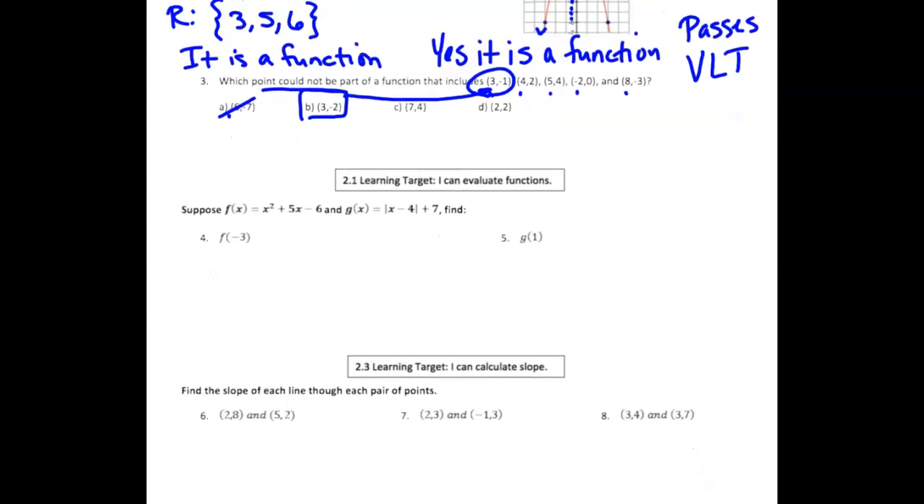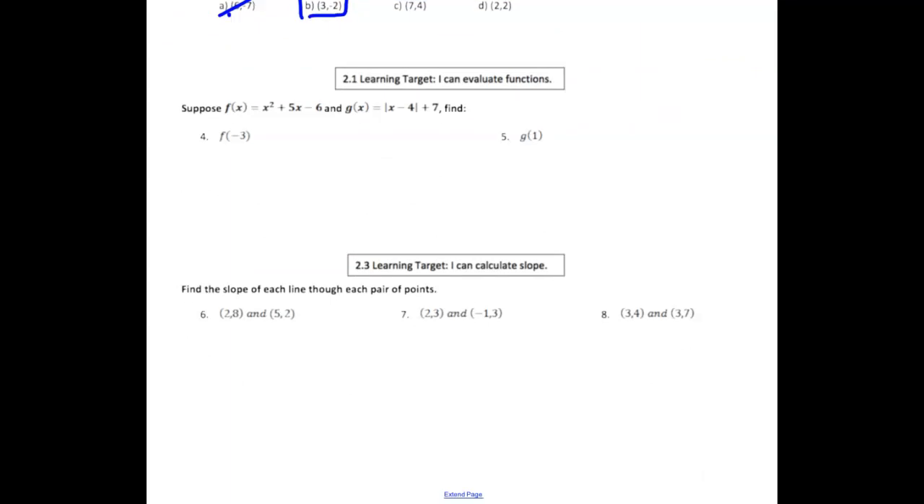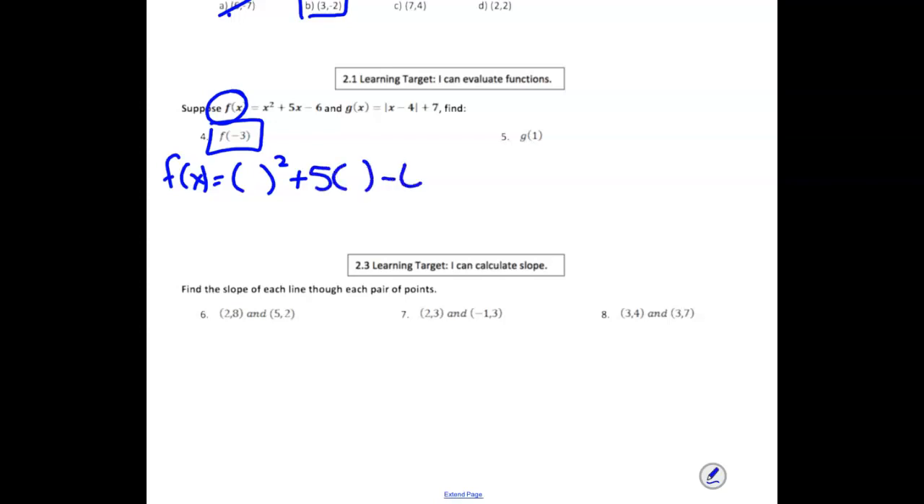All right, the second set of questions here, it says our learning target is I can evaluate functions. We're getting used to that function notation. Remember, this is read f of x. It's telling you that there's a function that's using x as the variable. And so if they give you this, they're saying evaluate that function when x is -3. So our function is something squared plus 5 times something minus 6. And they are telling us, let's evaluate that for -3.